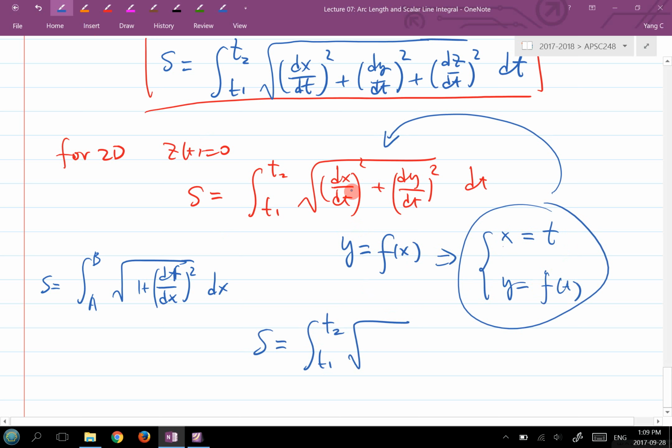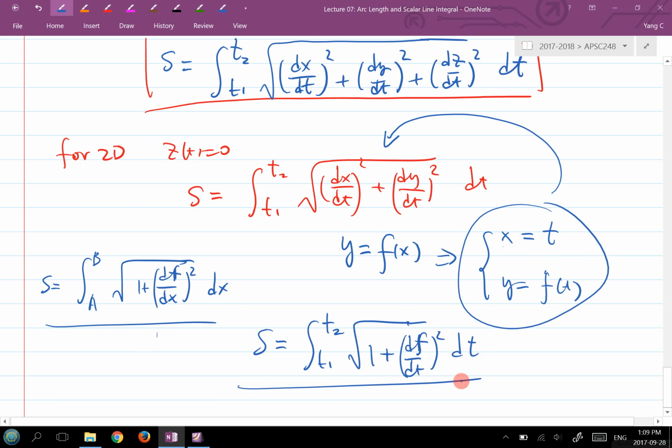So dx over dt, with x equal to t, equals what? 1. And then dy over dt, we don't know what it is, so we'll keep it as it is, which is df over dt, squared, and then dt. Now if you compare these two, are they the same? Yeah, they're the same thing.